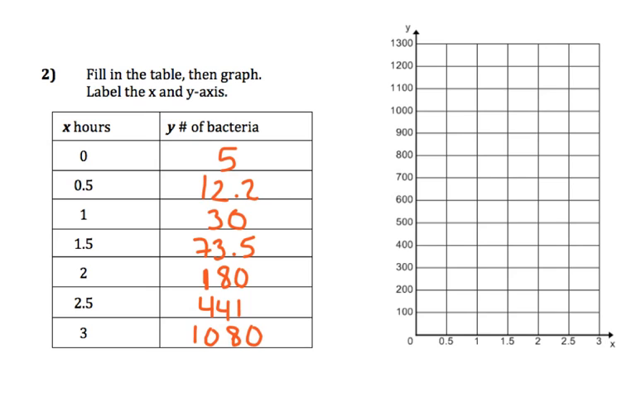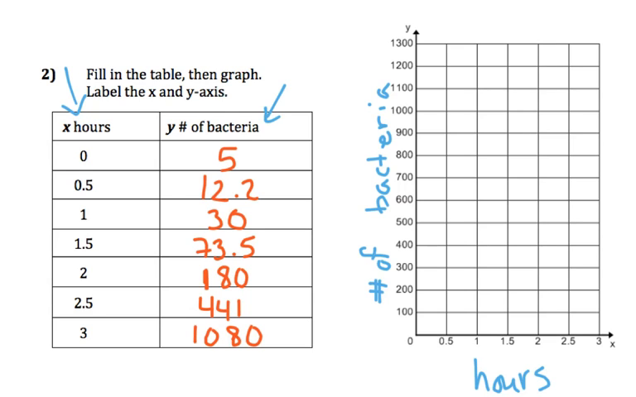Now that we have our table filled out, we can graph these ordered pairs. But before we do that, let's label our x and y axes. The x-axis is what is in our first column, so this would be labeled hours. The y-axis is our second column, and that's going to be the number of bacteria. Now, we can plot our points.